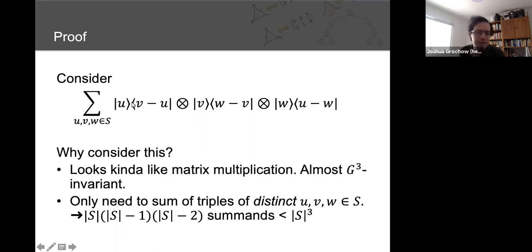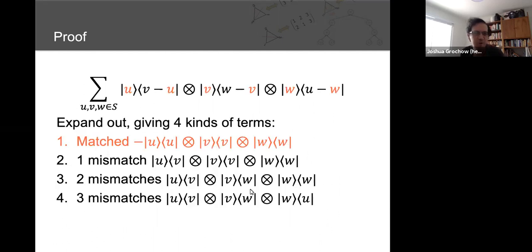But the really nice thing about these differences is that I only have to sum over triples of distinct U, V, and W, because if any two of these are equal, then this becomes 0 and it just disappears. And the number of distinct U, V, and W is now less than S cubed. So there's a hope of beating 8 here. And we'll see that this is going to work.